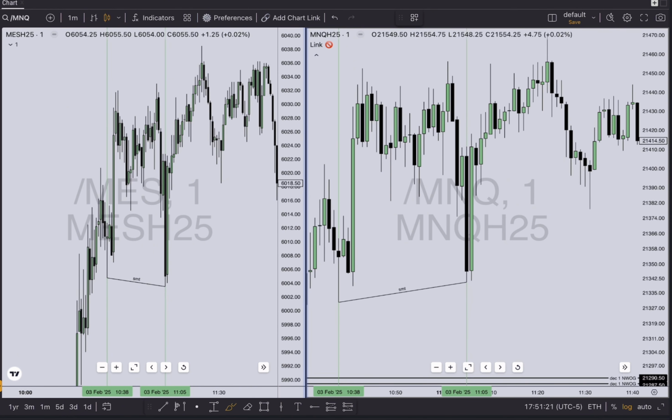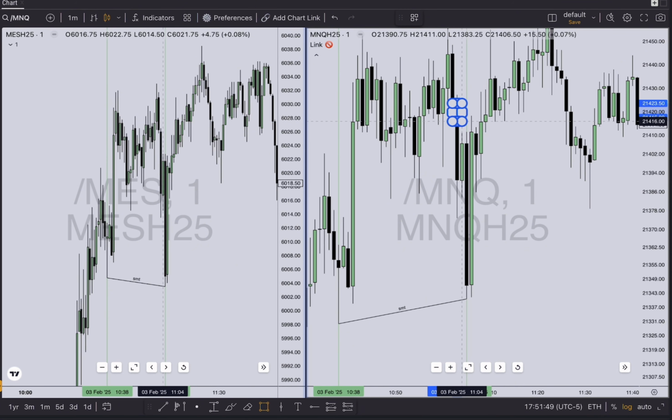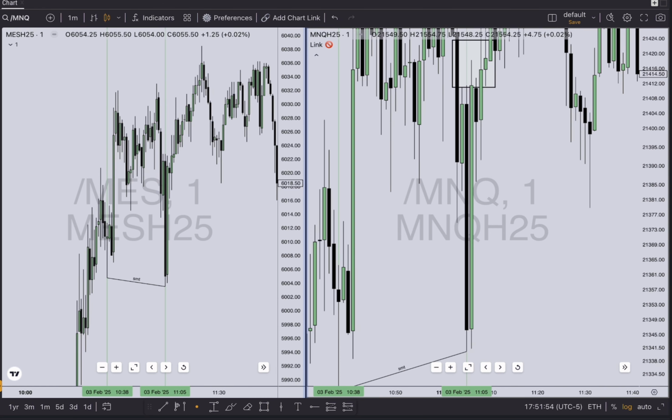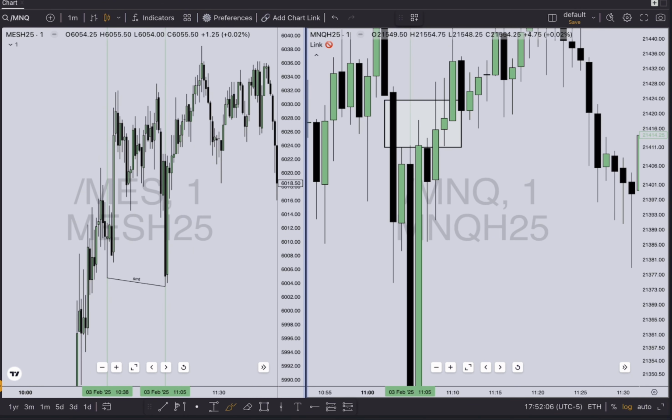Let's mark out the macro. So you have 1045 right here, 1115 right here, right? So this is the macro, cool. You have a breakup structure right here. We have a fair value gap right here. If we look, it was tapped into. If we mark it out, it was just barely tapped into. You can see that wick. Right here, you can see that wick tapped into.